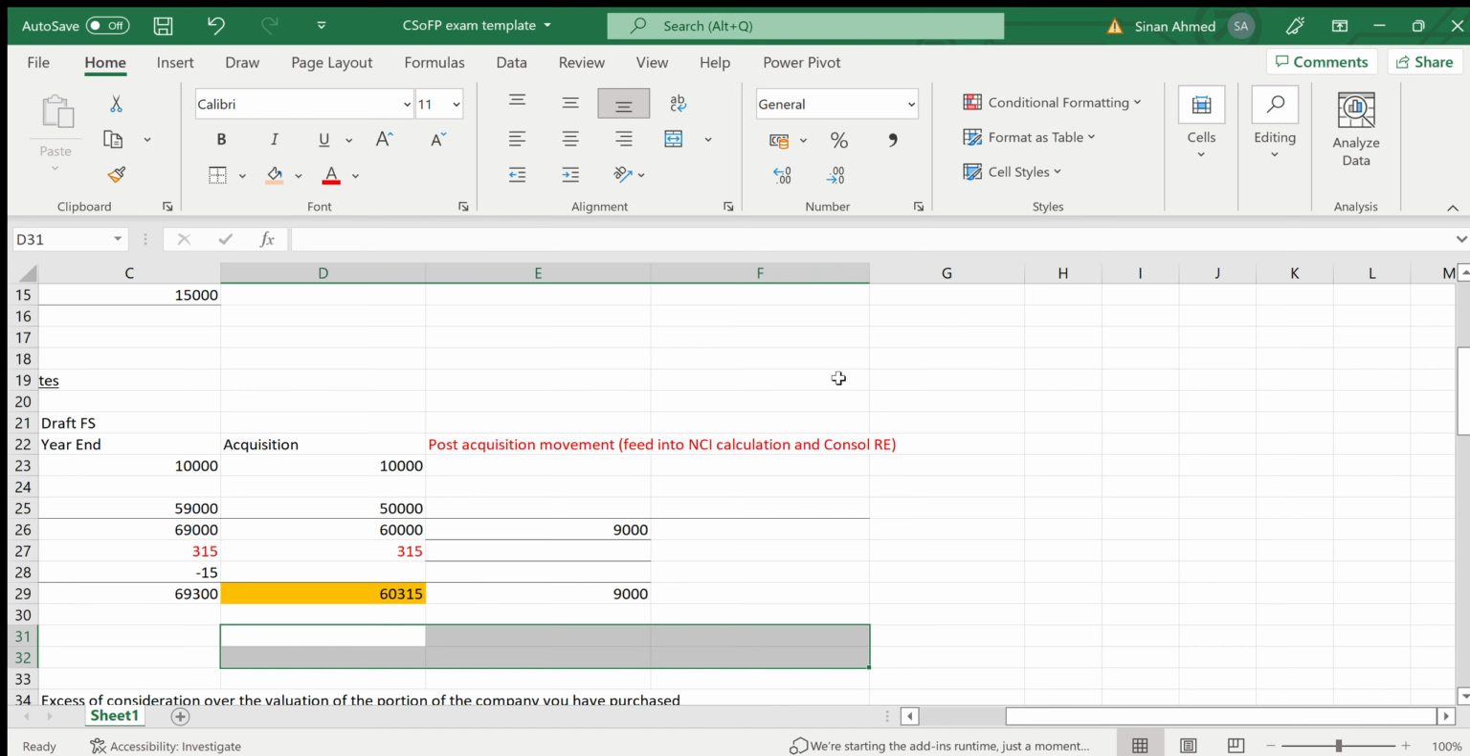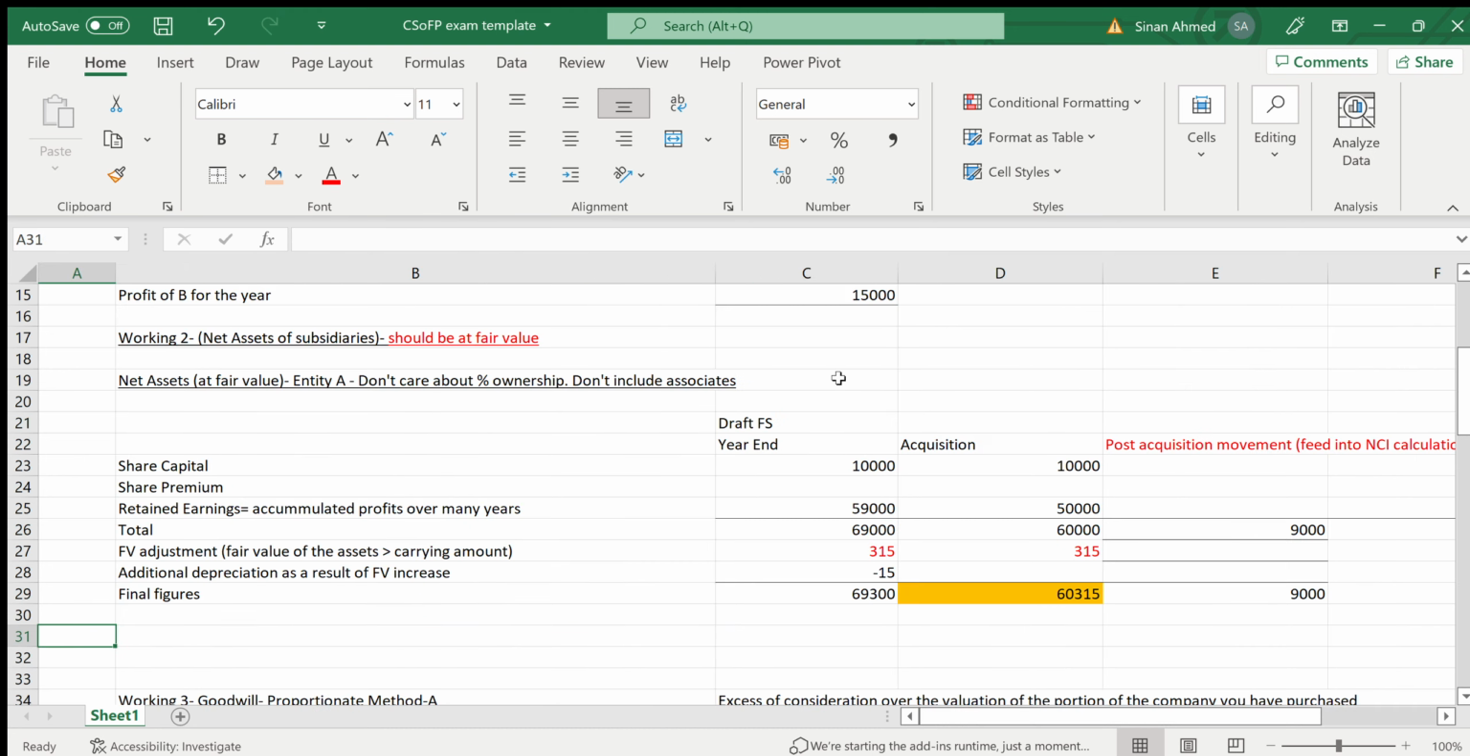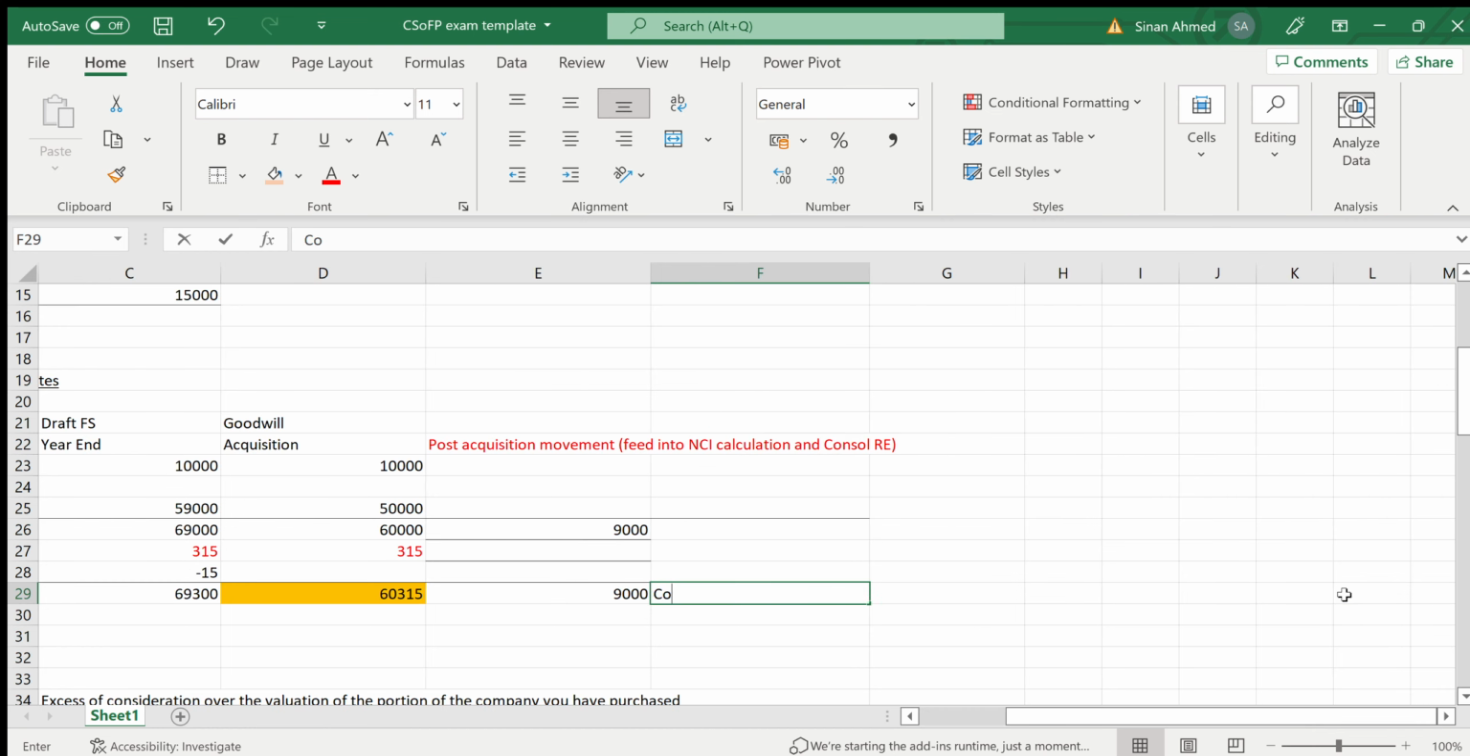Okay, I'm just going to clear that content, and we're going to move on to the next calculation. These calculations are important because net assets at acquisition is going to feed into our goodwill, and the 9,000 is going to feed into consolidated retained earnings and NCI. So that's why we need this calculation. It helps us deal with multiple areas.